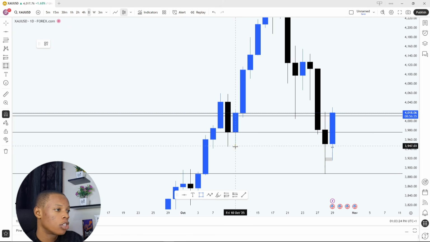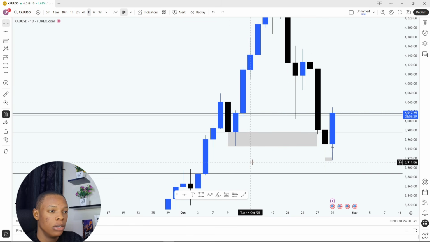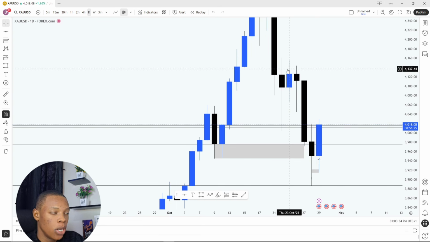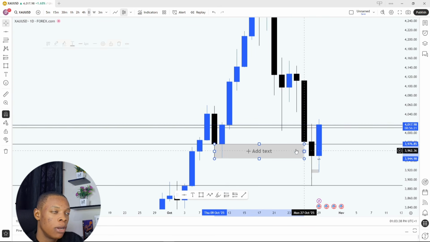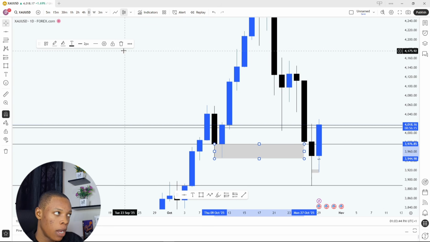I can easily use my box, my rectangle, to mark it out as a major demand zone, a zone where I can expect price to get to. Price is going down, I can expect it to keep selling till it gets here. Then on getting here, I can expect a reversal to happen. That means it's going to give a change of character and start buying, right? So these are key levels to mark.